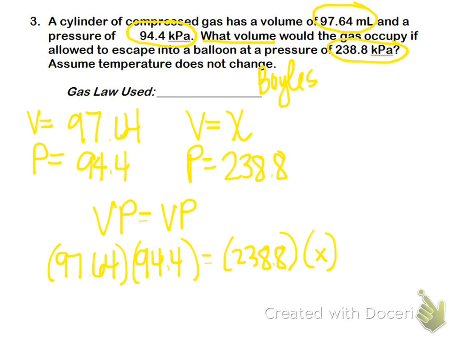Did I write it down wrong? 238.8. Oh, I see what you're saying. It can go frontwards or backwards. It's a commutative property. All right. I already know in my head that if the pressure is going way up, that means the volume must be getting what? Lower. Okay. I already know that in order to make this pressure so high, I have to squeeze it. So hopefully my answer comes out way less than 97. Let's give it a shot.